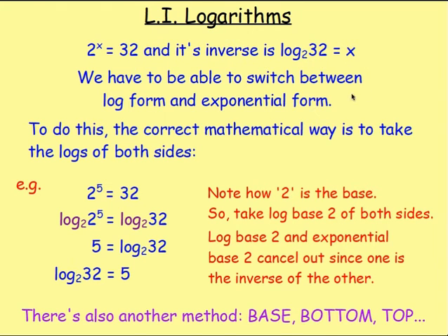Something you have to be able to do is to be able to switch between them really quickly, and be absolutely fine with it. To do that, the correct mathematical way is to take whatever the base is. So here you can see you've got 32 on that side, and here you've got a base of 2 and an index of 5. Take whatever the base is, because it's base 2, you would take log base 2 of both sides. What that does is, because you've got log base 2 and exponential base 2, they cancel out, leaving you with 5. So you can rewrite 2 to the power of 5 equals 32 as 5 equals log base 2 of 32. So that's changing from exponential form to log form.